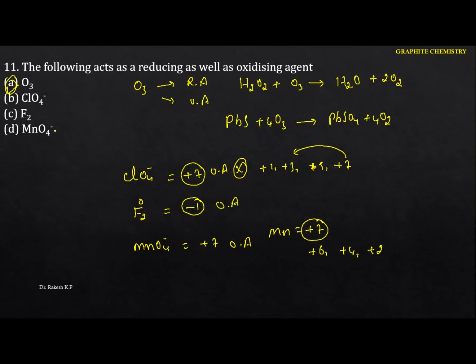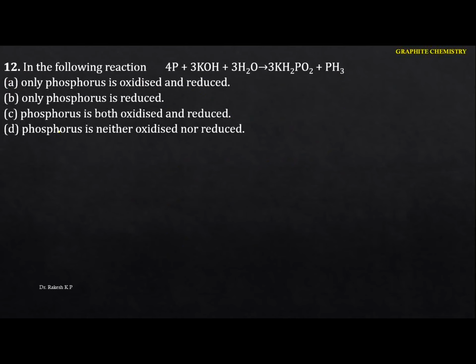So next one. In the following reaction, phosphorus plus potassium hydroxide in the presence of water gives you potassium hypophosphite. So now we have to identify what will be the particular reaction. Let me write the particular reaction here.